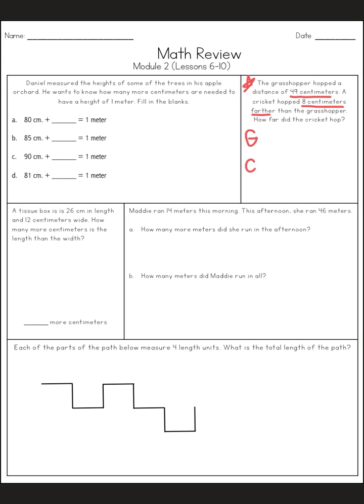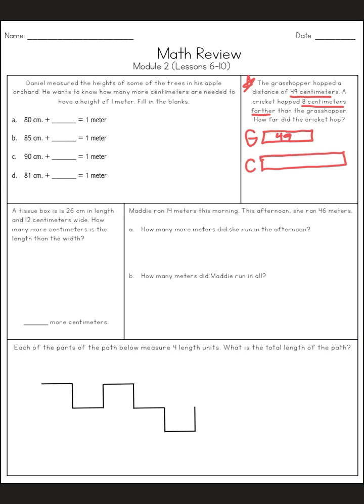The grasshopper hopped 49 centimeters. So I'm going to draw a rectangle and put 49 in that box. The cricket hopped 8 centimeters farther. So farther means longer. So the cricket's rectangle is going to be longer than the grasshopper.